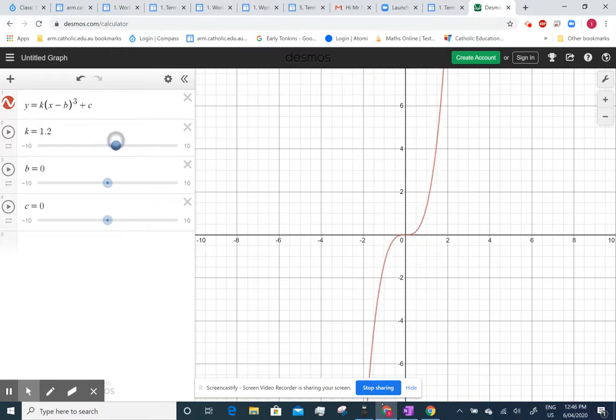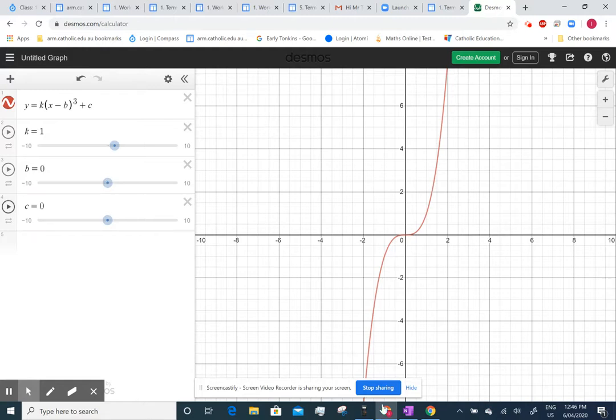So let's put the k back to 1, so we just get our standard positive. And let's get this b going. Now that b is with the x, so it's going to do something with the x coordinates. Remember, x is left to right. And as you can see, it just moves the curve from left to right. So the value of b will move it either to the left or to the right. Let's put that back to 0. That's pretty easy. So it's right on the curve now. This is our standard one.